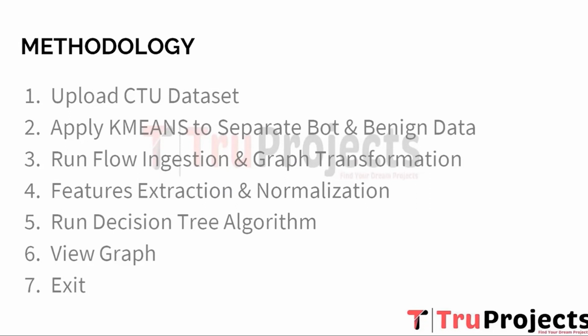Sixth, view graph. The view graph step allows users to visualize the constructed graph, showcasing the network entities, that is nodes, and the relationships, that is edges. This visualization can provide valuable insights into the network structure and potentially reveal patterns that aid in identifying bot-related activities. Being able to view the graph visually can help researchers and analysts understand the network's complexity and gain a deeper understanding of the interactions between various entities.